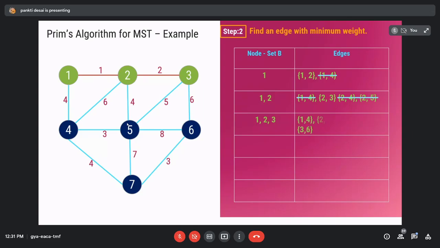So 1 comma 4, 2 comma 4, 2 comma 5, then 3 comma 5 and 3 comma 6. Now select the minimum weight edge. So which edge has minimum weight? 1 comma 4, that is 4, 2 comma 4, that is 6, 2 comma 5, 4, 3 comma 5, 5 and 3 comma 6, 6.